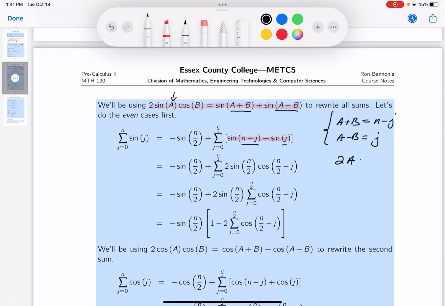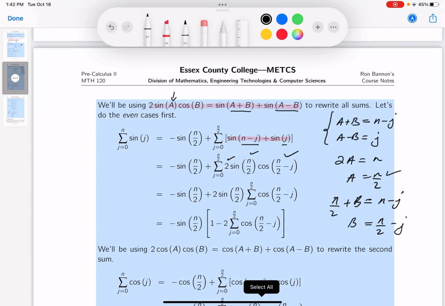What do you get? 2a equals n, and the a is going to be n over 2. Let's do the b, and I'm using a formula. So what do you get over here? You get n over 2 plus b equals n minus j. And what do you get there? What's b going to be equal to? It would be n over 2 minus j. All right? So that's what I'm writing down over here. So it's going to be 2 sine n over 2. That's what the a is. And the b is n over 2 minus j. All right? So I'm going to get my eraser out again, and I'm pretty comfortable with what I got over here.